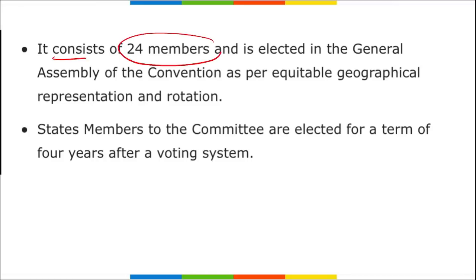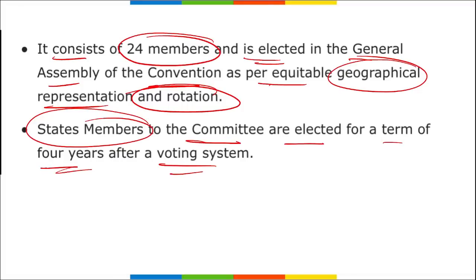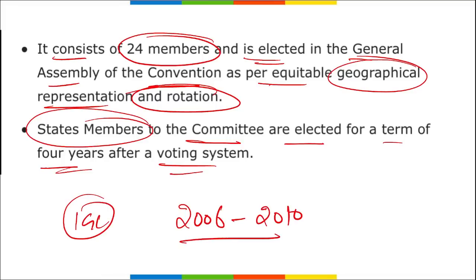This consists of 24 members, and India is elected in the General Assembly of the Convention as per equitable geographical representation and rotation, and state members to the committee are elected for a term of 4 years after a voting system. Also remember, India has previously served as a member of this IGC committee twice, from 2006 to 2010, then later from 2014 to 2018. And now India's vision for 2022 to 2026 is the protection and promotion of the intangible cultural heritage of humanity.